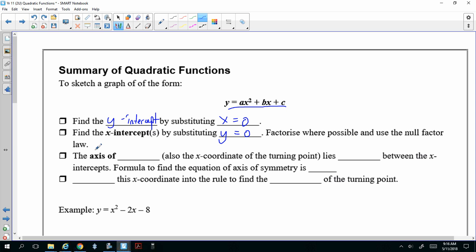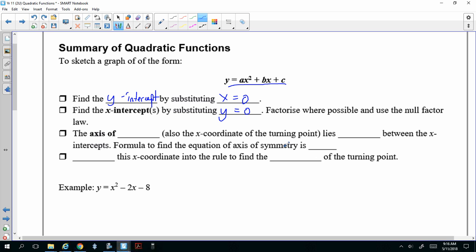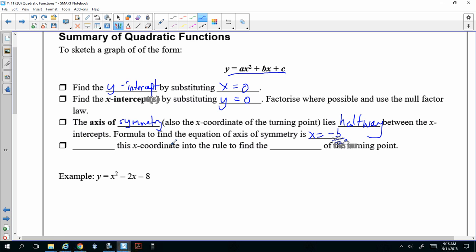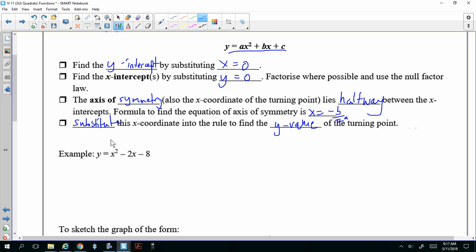And how do we get the axis of symmetry? We have to use the formula. Also, the x-coordinate of the turning point lies halfway between the two x-intercepts. Another formula to find the equation of the axis of symmetry is x equal to minus b on 2a. And then once you get the axis of symmetry, we substitute this x value to find the y value of the turning point. So follow this procedure to do this example. Have a try. See if you can work out the y-intercept, the x-intercept, the axis of symmetry, and draw.